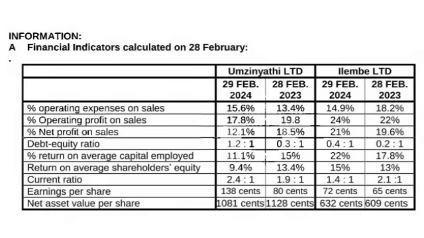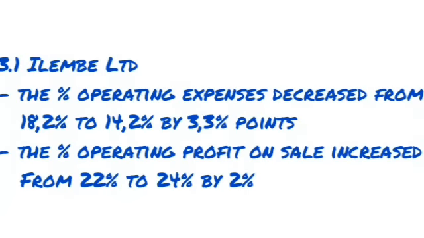And then when it comes to profit, we want profit to go up. For Umzinyati it used to be 19.8, but now it's 17.8, and for Ilembe it used to be 22, now it's 24. So Ilembe is the one that went up, so that's the one that is preferable. So the company that's doing well is Ilembe Ltd because their percentage of operating expenses decreased from 18.2 to 14.9 by 3.3 points, and their operating profit increased from 22 to 24 by 2.